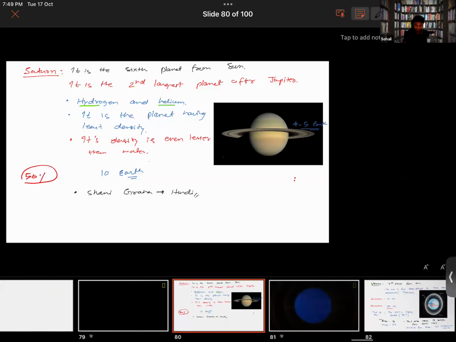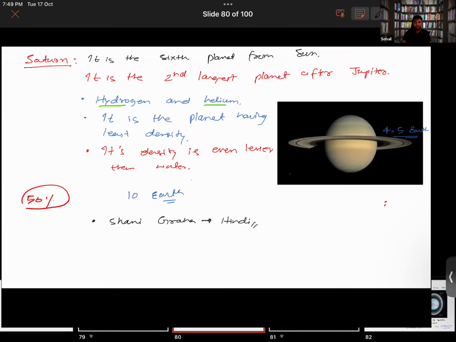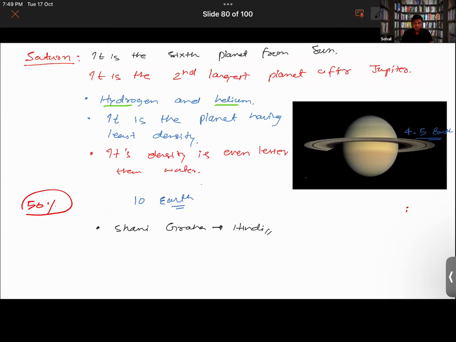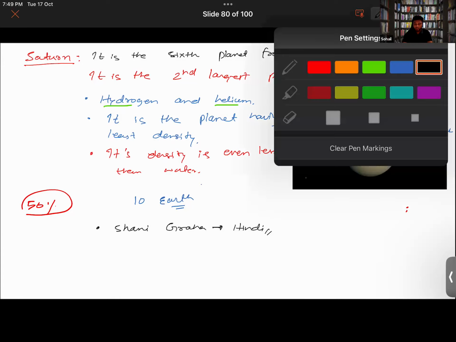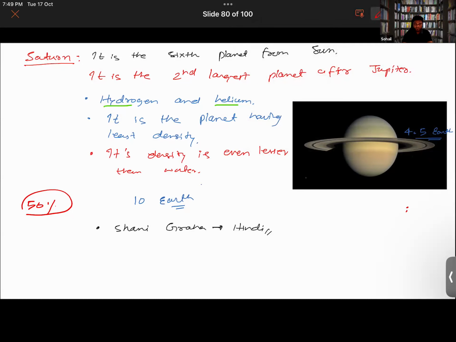Then we talked about Saturn. Getting it now. It was the second biggest planet. It is also made up of helium and hydrogen. And one interesting thing: it is also the planet with the least density. Very good. So imagine if you were to have a very huge ocean of great size, Saturn can float in it.